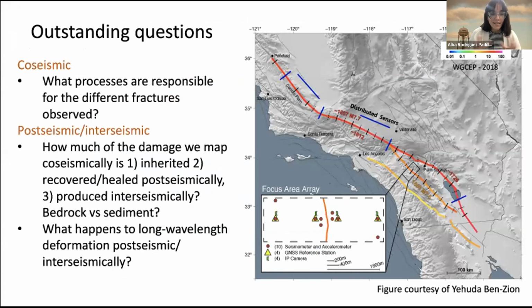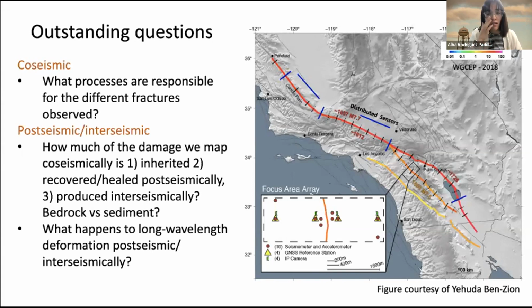In terms of extending beyond the co-seismic period, we still don't know how much of the damage we map is inherited, how much of it is recovered or healed post-seismically. The rigidity reductions we're mapping at the surface are really large. If the crust was deforming that much in every earthquake without any recovery, the crust would be soup after a few earthquakes. So there has to be something happening in between. We don't have information on what's happening quite yet, especially at the resolution at which it's needed.